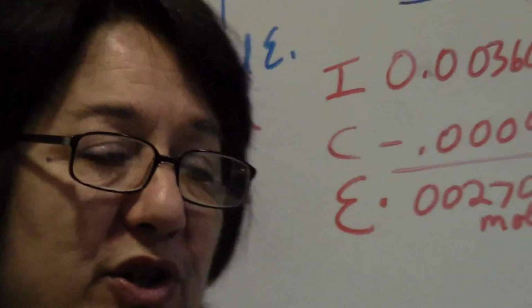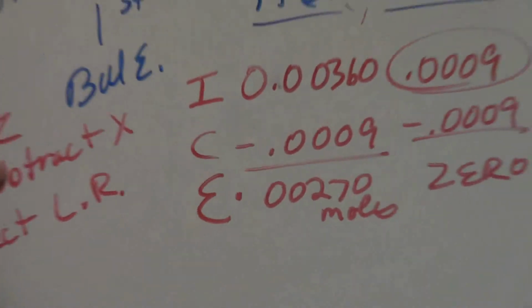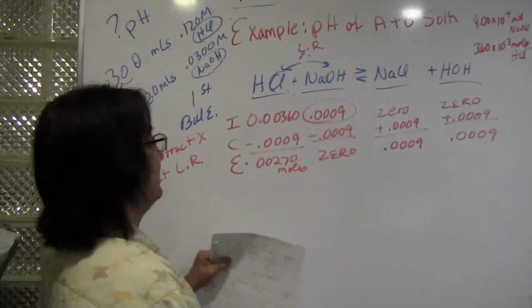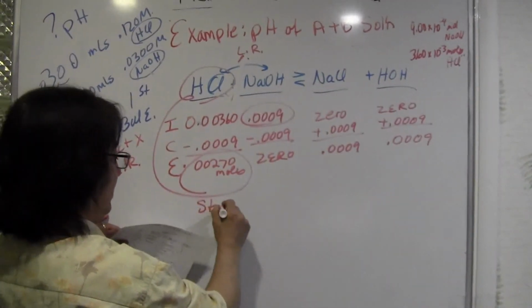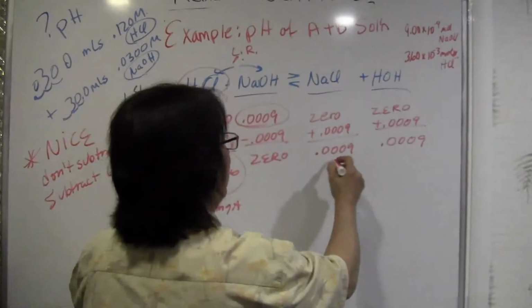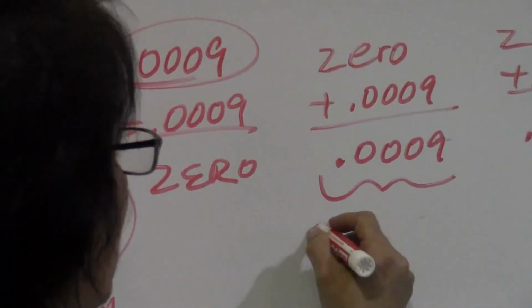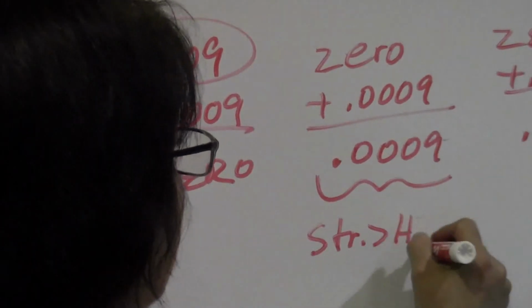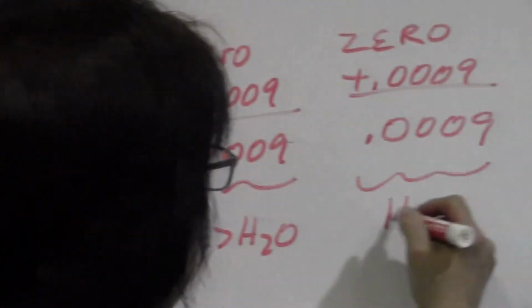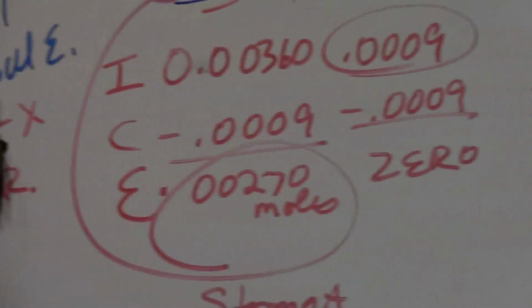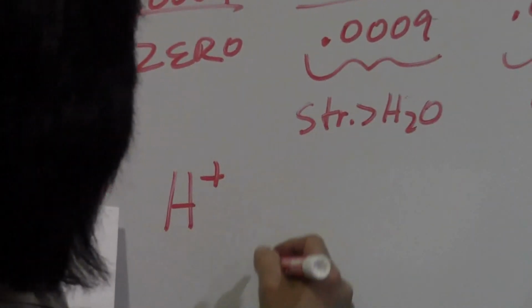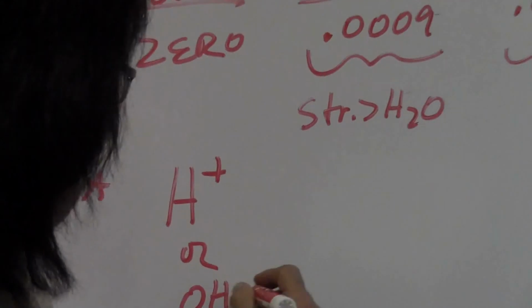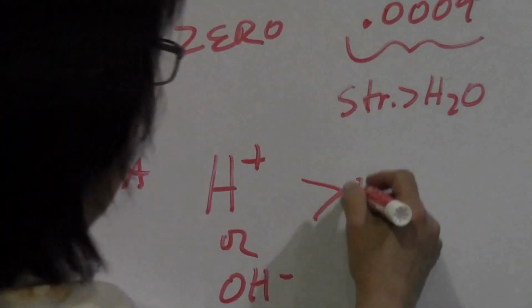You have to look at what you're left with and decide which of these is going to have the most impact. Now we're left with a strong acid here. We're left with the conjugate that's stronger than water. And we're left with water. Which of these do you think is going to impact the pH the most? Of course it's going to be the strong acid, because a strong acid, H plus, or a strong base, is always going to affect pH more than a buffer.